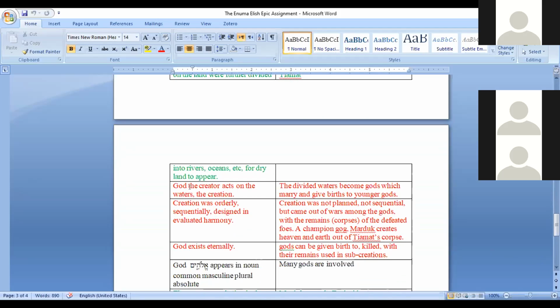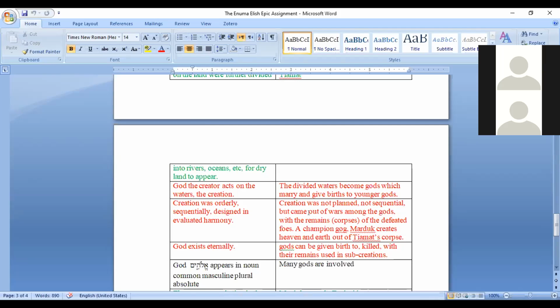Then God, in the Genesis account, acts upon the water or upon the creation. But the divided waters in the Enuma Elish become gods themselves, which marry and give birth to younger gods. In the book of Genesis, creation was orderly, sequentially designed in evaluated harmony. But in the Enuma Elish, creation was not planned. It came up as, what do we do to fight our enemies? Then out of that war, Marduk creates heaven and earth out of Tiamat's corpse. Then in Genesis, God exists eternally. In Enuma Elish, gods can be killed, they can be given birth, they can also marry.